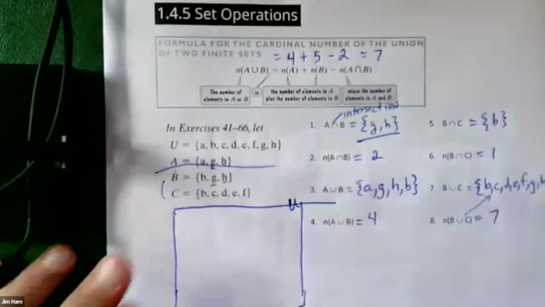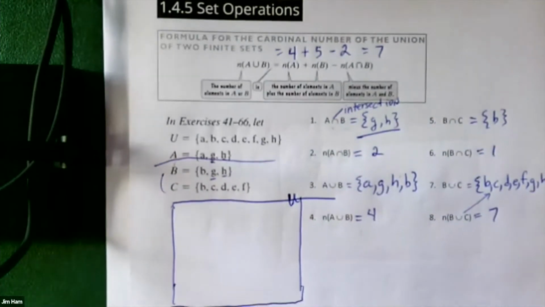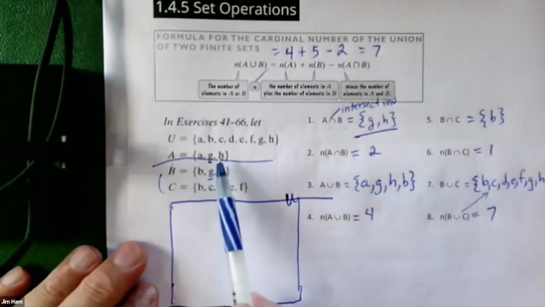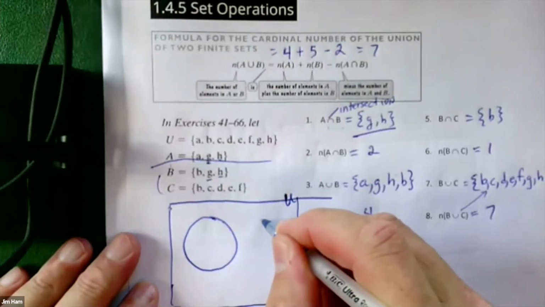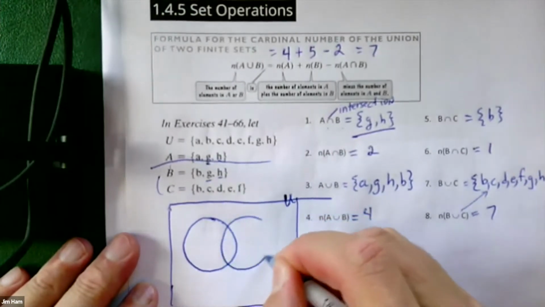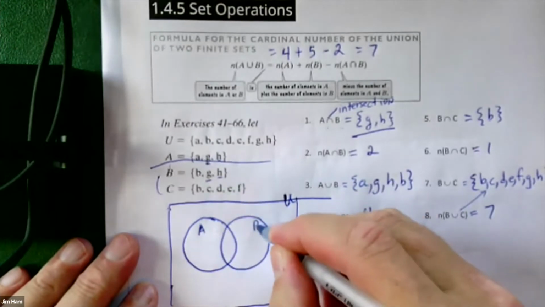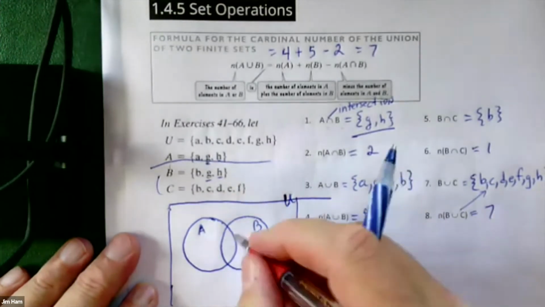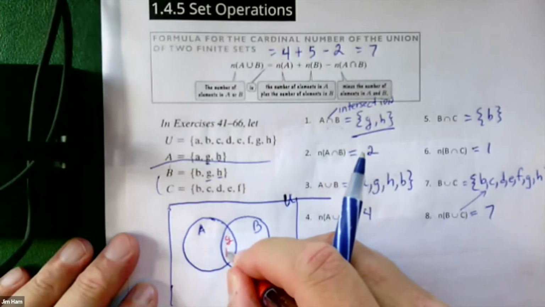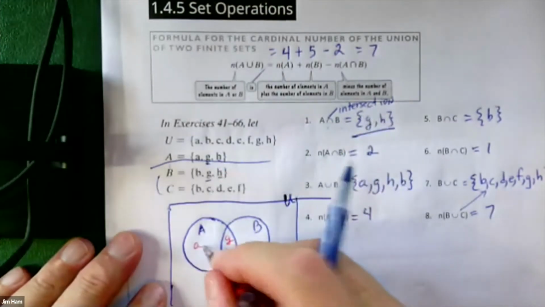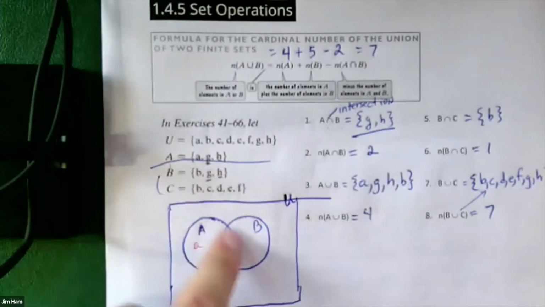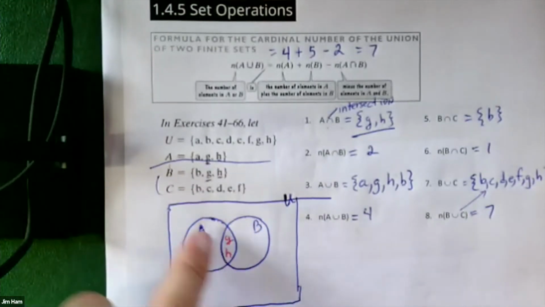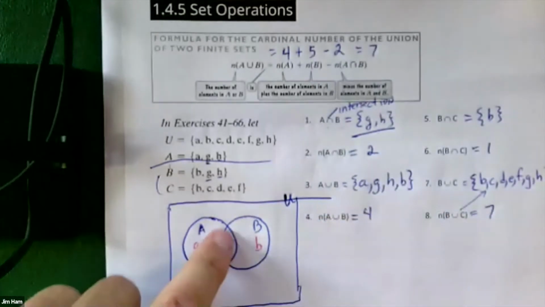Now, the universal set is the big box, so it has to contain the elements A, B, C, D, E, F, G, H. We know that A and B, when they intersect, they have to have the two elements G and H in the middle. And then A goes with A, so inside the A circle we see A, G, and H. Inside the B circle we have B, G, and H.